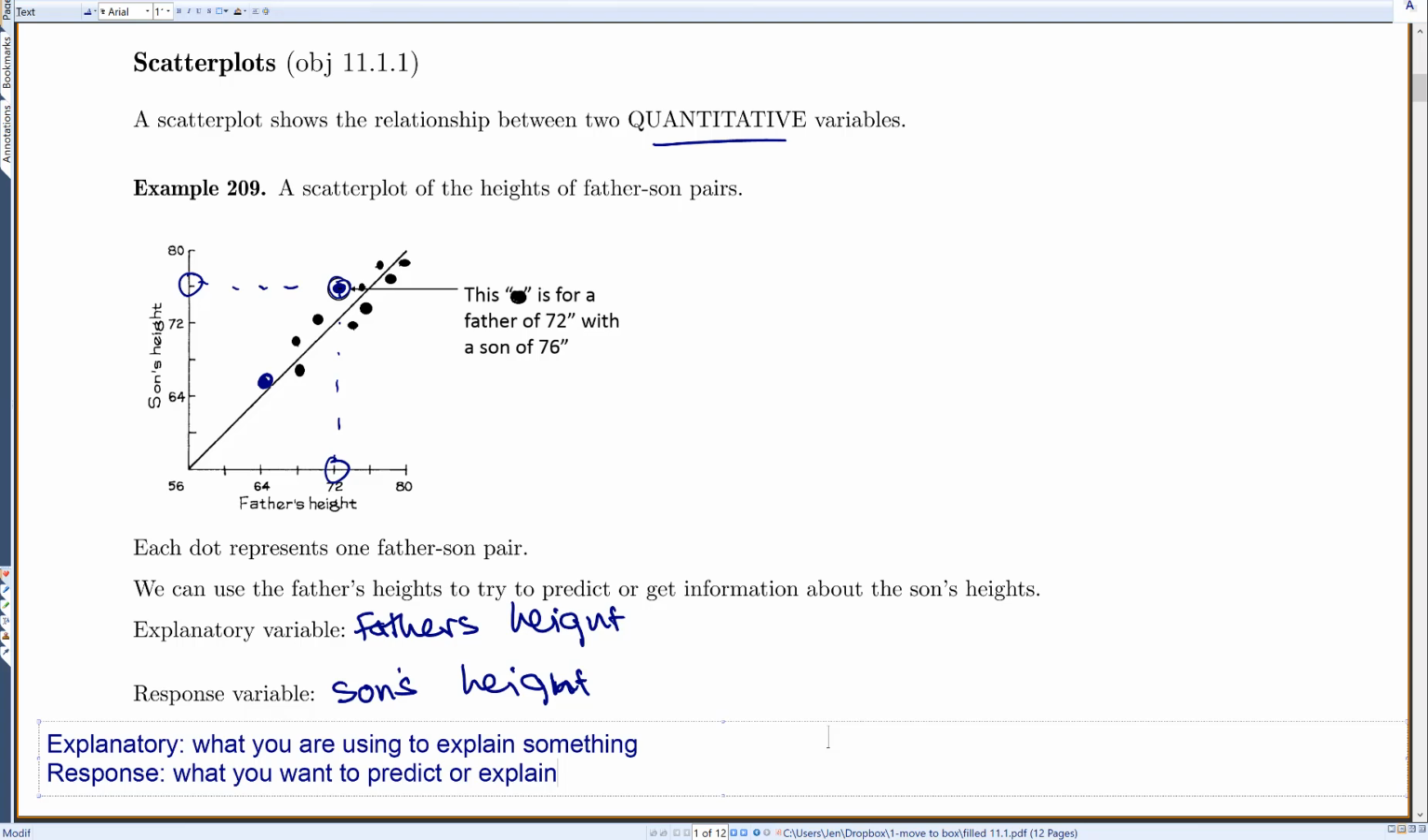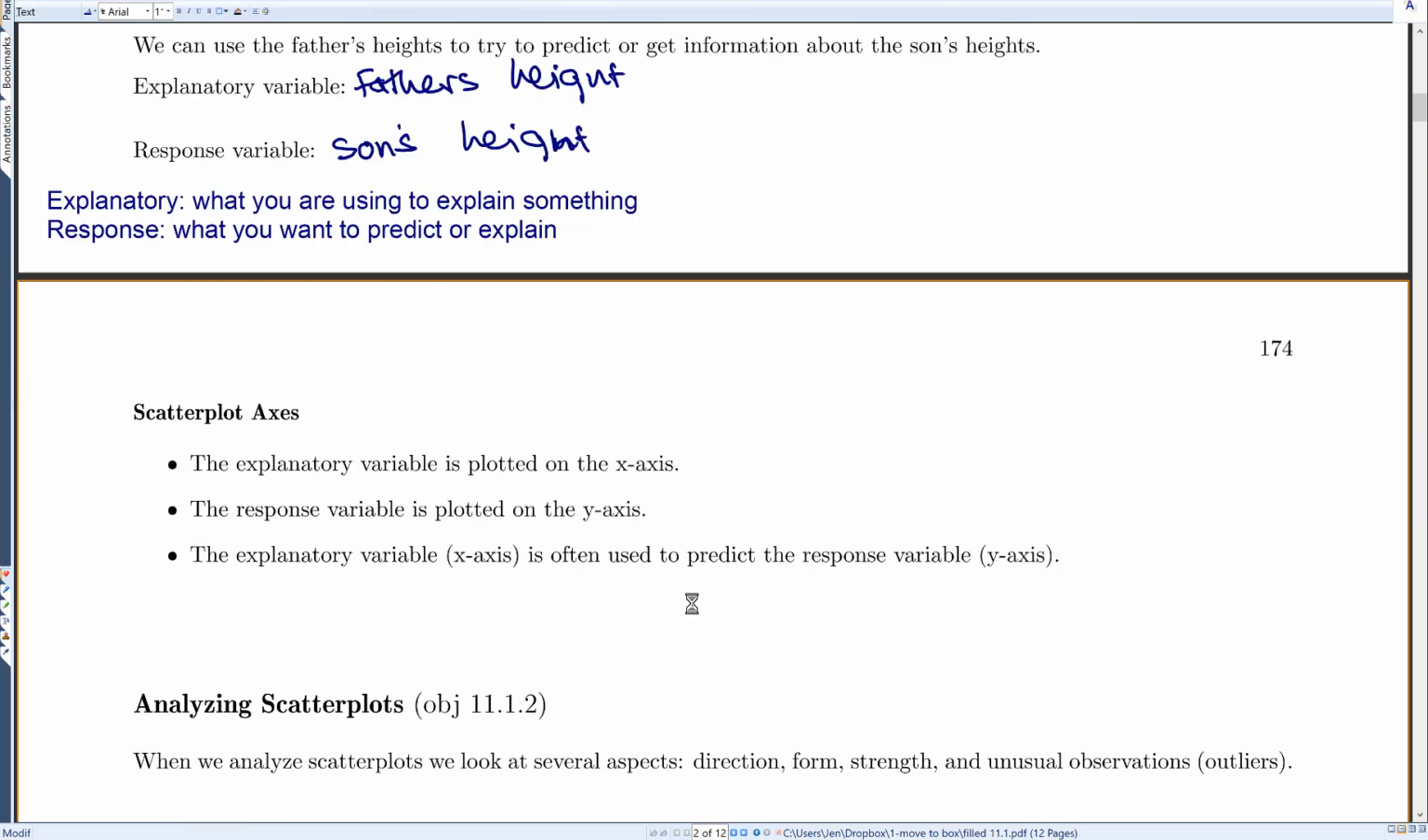Now, this isn't always set in stone. A different researcher might come through and they might actually want to do the opposite. They might want to try and use the son's height to predict the father's height. And so then their variables would be switched. But it's just based on what you want to do in your study.